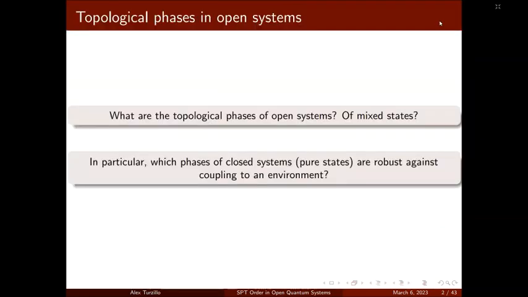The questions I want to be asking are, what are the topological phases of open systems or of mixed states? I'll focus on a subset of that, which is first to consider the topological phases of closed systems or pure states, and then see what happens to them when they're subjected to a coupling to an environment. Which of those phases are robust against the coupling or survive. And in particular, I'll focus on the simplest of topological phases, which are SPT phases.